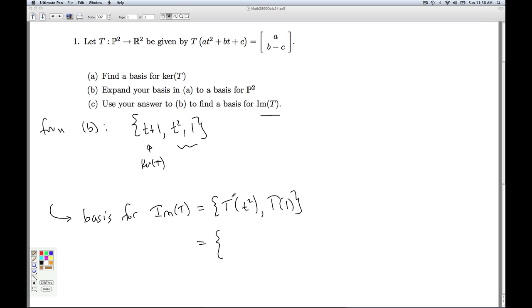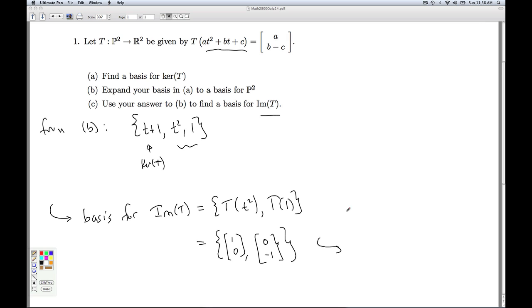So now I just go through and compute these. T of t squared, using this formula, a is 1, b and c are 0. That's going to give me 1, 0. T of 1, a is 0 and b is 0, c is 1. That gives me 0, negative 1. So a basis for the image of T is all of this.